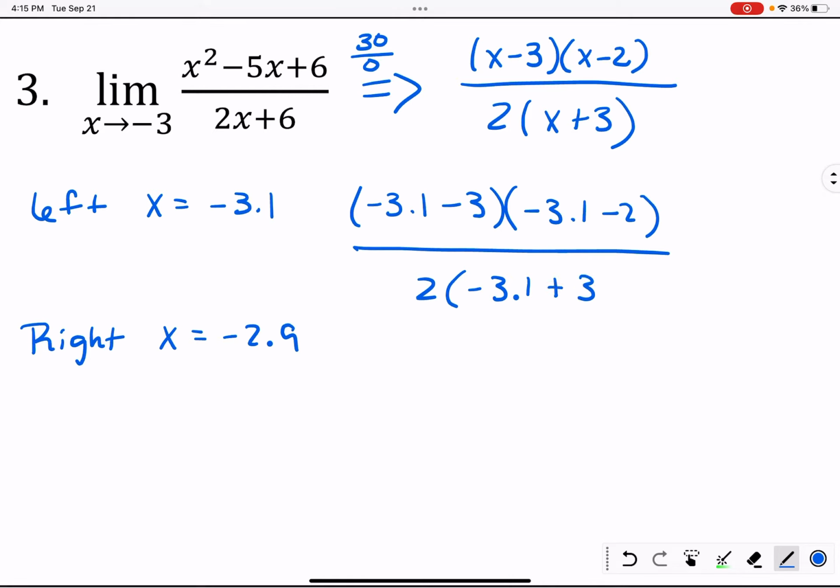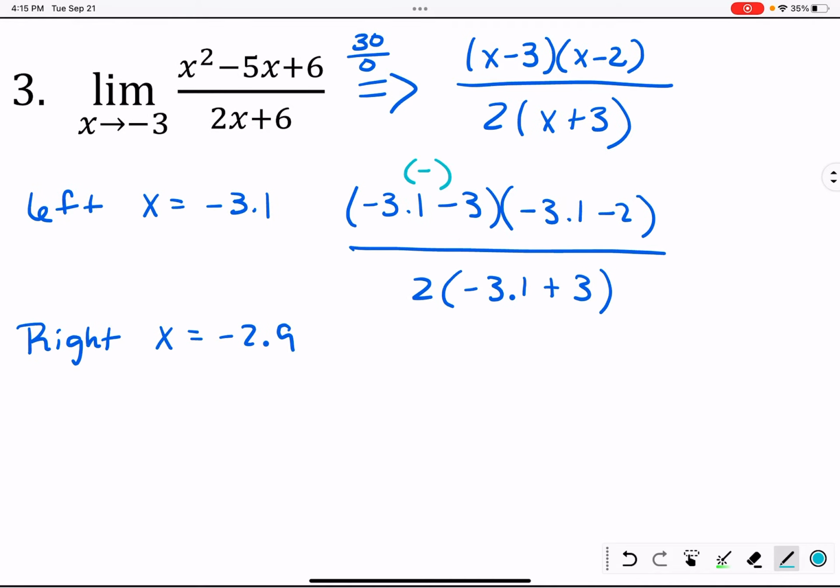All right, let's see. So at the top, if we do -3.1 minus 3, that's some negative number. And then -3.1 minus 2 is another negative number. So the top becomes positive. And then the bottom, we're going to have -3.1 plus 3 is going to stay negative. And then times 2 would still give us negative. So the bottom is negative. So we're going to end up with a positive over a negative. Therefore, this is going to negative infinity. And then same idea for the right-hand limit.